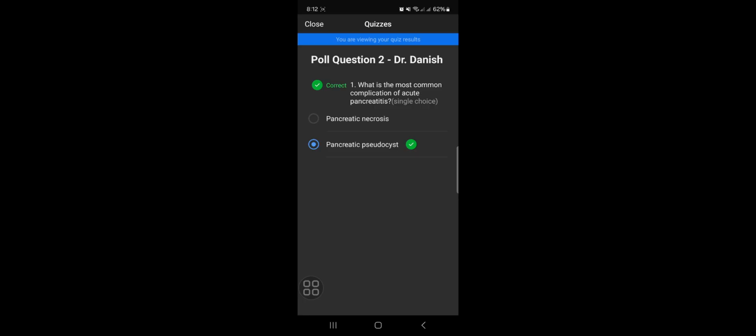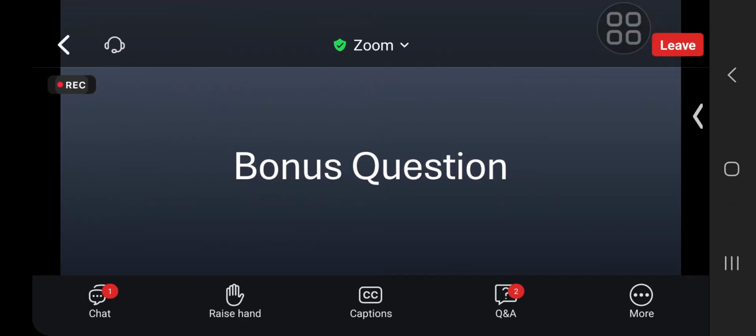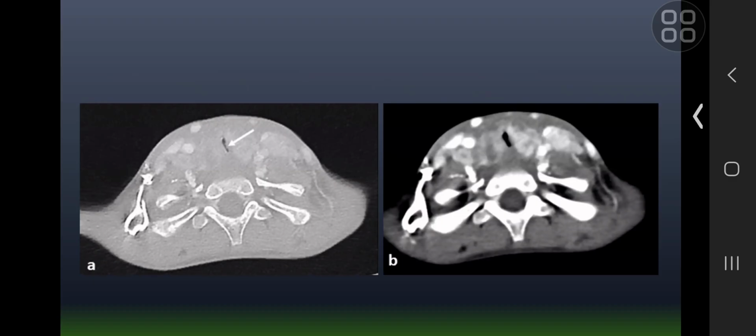Now I will go towards a bonus question, which is slightly unrelated to abdominal imaging, but you have to find the critical finding. This is a CT scan of the neck showing images in the lung window as well as soft tissue window, and you can see a large mass involving the thyroid bilaterally, with abnormal enhancement, and there is narrowing of the airway.